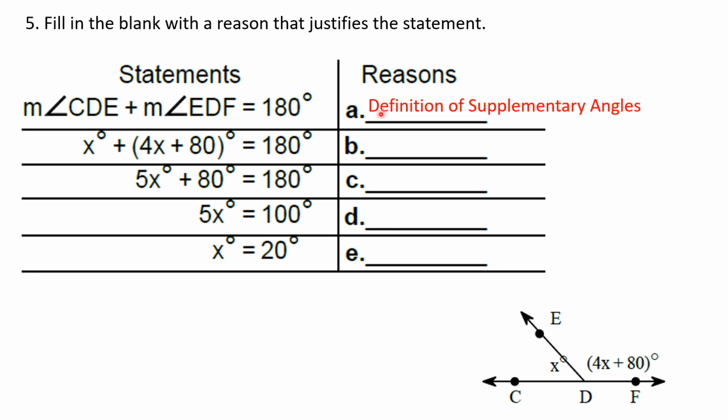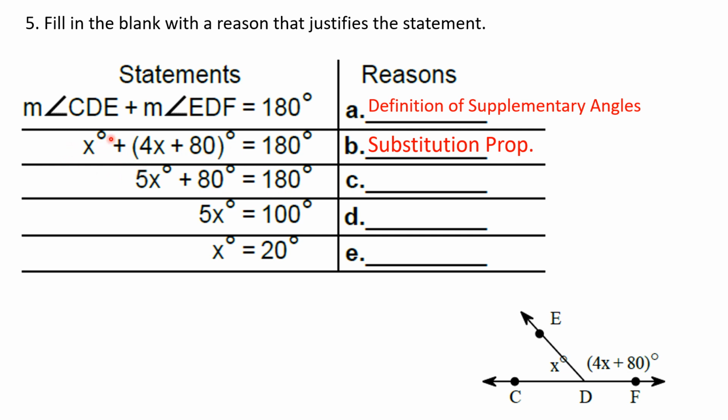All right, so the next line, we're replacing the measure of angle CDE with x degrees, and then the measure of angle EDF is getting replaced by 4x plus 80 degrees. That's just the substitution property. So we're just taking whatever the value is on the diagram and substituting it in for the measure of those angles.